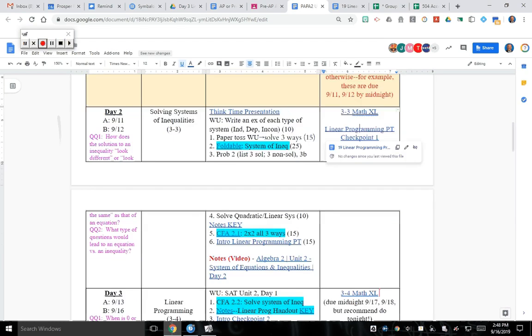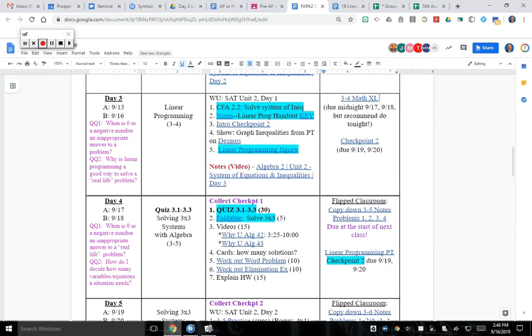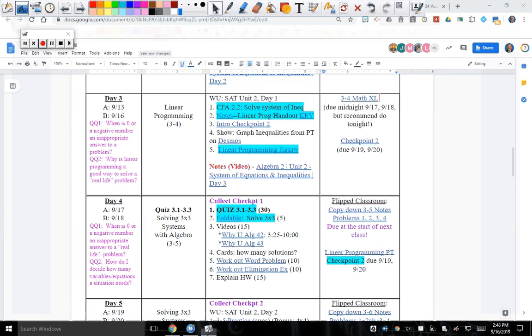Alright, so let's go to today's date. So we have the 16th right here, day 3. You just did your warm-up. We're going to do a CFA here in just a bit. We have a linear programming handout that we're going to go over. And right here, we're going to go over checkpoint 2.